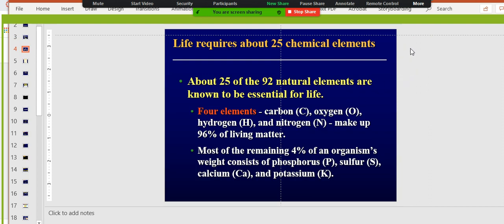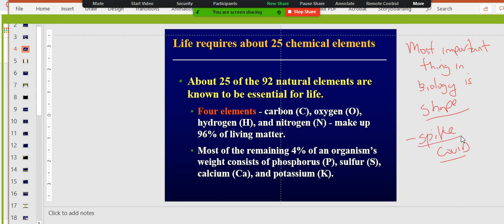Then I'm going to write this out, because this is my mantra. The most important thing in biology is the shape of the molecules, right? And you guys are probably exposed to this because you're looking at that spike protein on COVID. And if that spike protein changes, then that vaccine is not going to work anymore. So this is really critical.